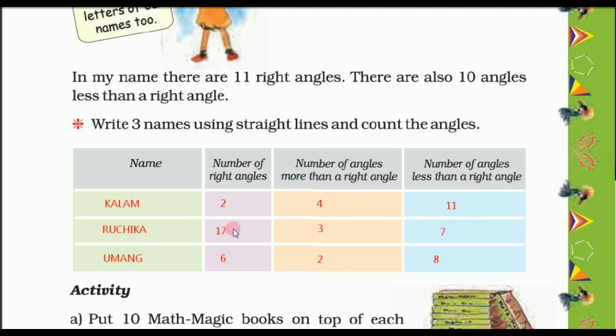And second one is Ruchika. Here number of right angles are 17, number of angles more than a right angle are 3, number of angles less than a right angle are 7. Then Umang, in this number of right angles are 6, number of angles more than a right angle are 2, number of angles less than a right angle are 8. So you can write other names also and then count the angles in them.